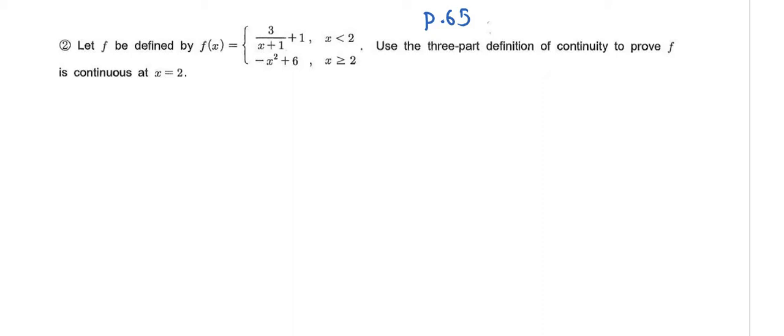We're now on to page 65, and for page 65, we have a piecewise function, and in this question we now need to use the three-part definition of continuity to prove f is continuous at x equals 2. Now, for the three-part definition of continuity, in class it was discussed that the first part of the definition is f of a is defined.